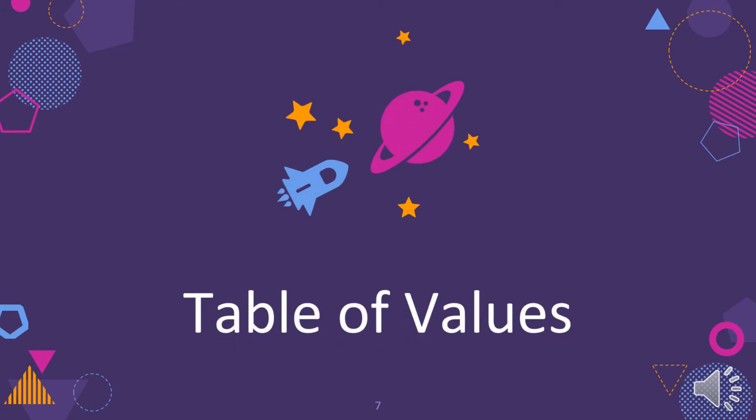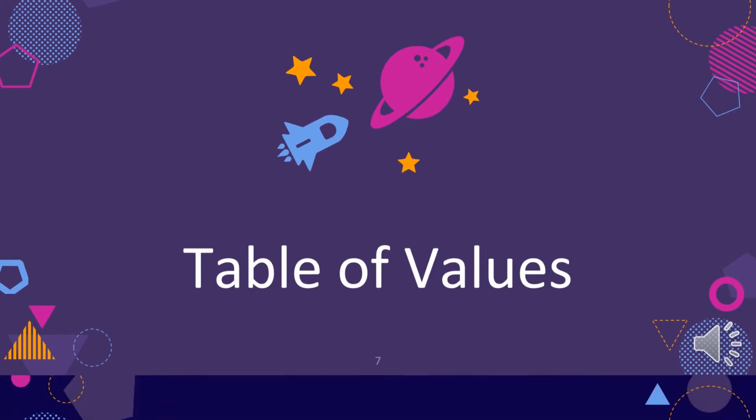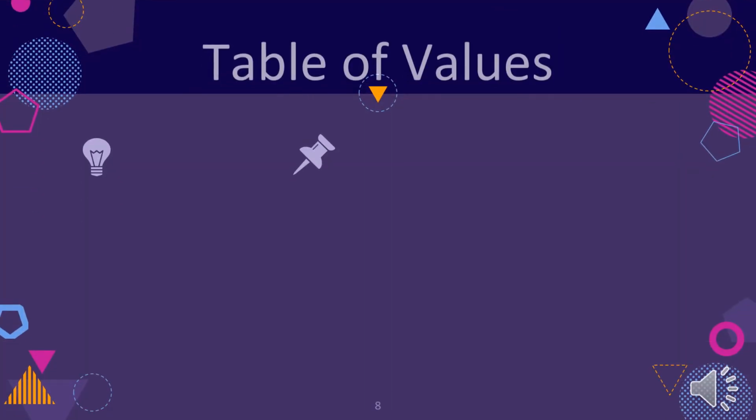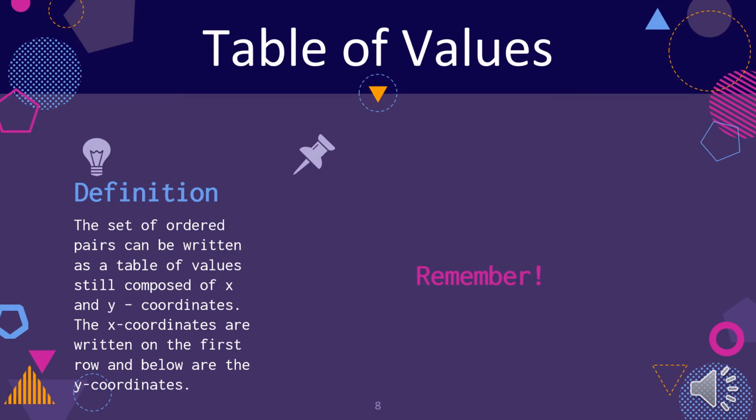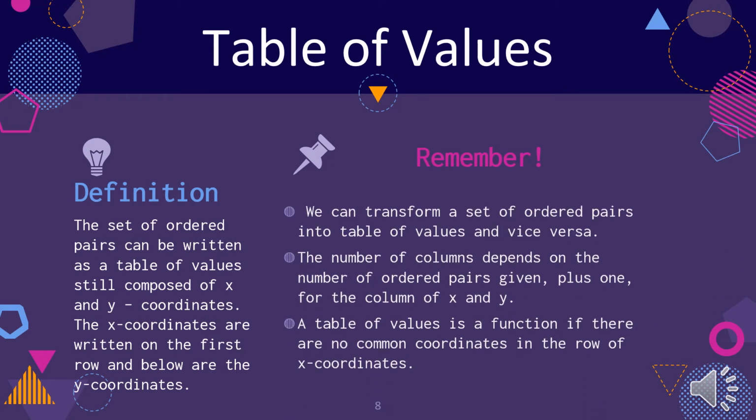So, here is the second way of expressing functions and relations: table of values. A set of ordered pairs can be written as a table of values, still composed of x and y coordinates. The x coordinates are written on the first row and below are the y coordinates. Always remember that we can transform a set of ordered pairs into a table of values and vice versa.